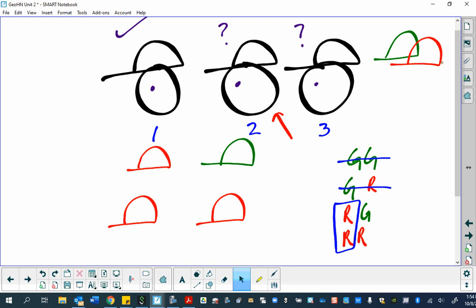So this guy could have green or red. This guy could have green or red. We don't know what 2 and 3 have, but this guy says, I know what I have, I have to have red. Because look, those are the only choices left. You see it now? It's one of my favorite problems.